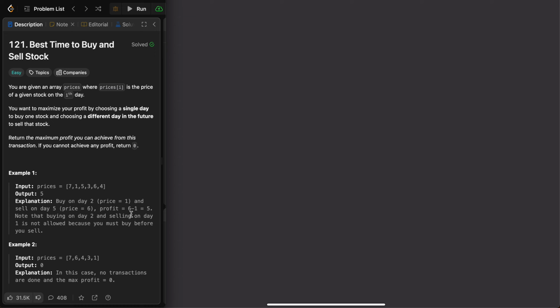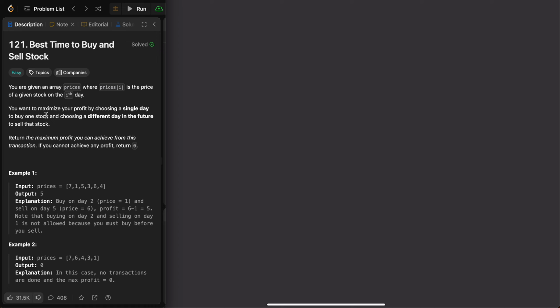Today let's take a look at the 121 Best Time to Buy and Sell Stock. In this problem, we'll be given an array prices where prices[i] is the price of the given stock on the ith day.